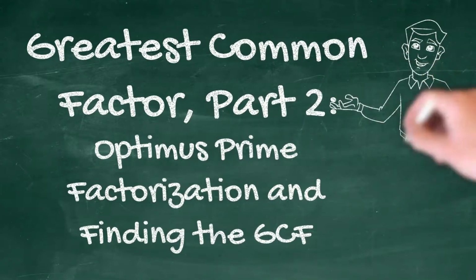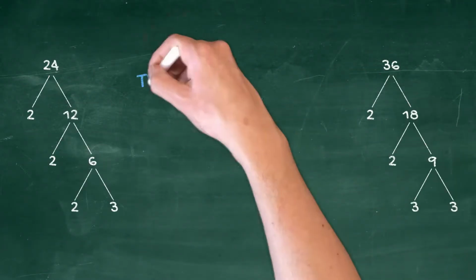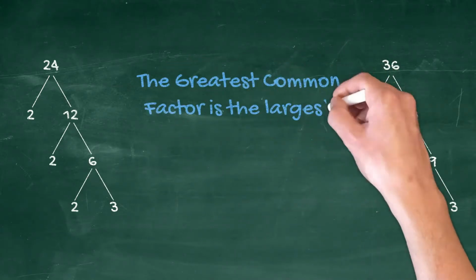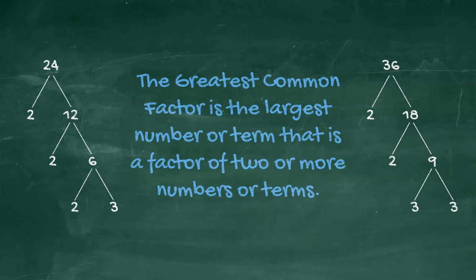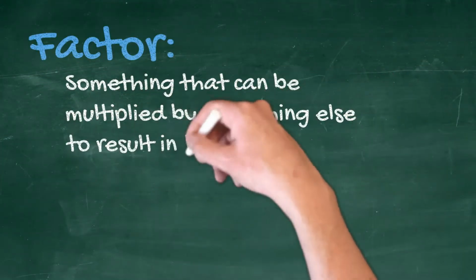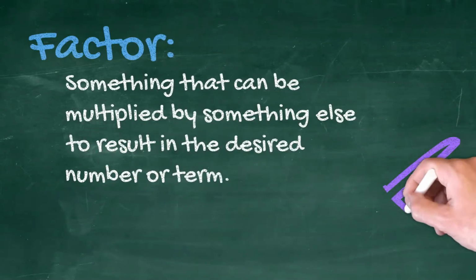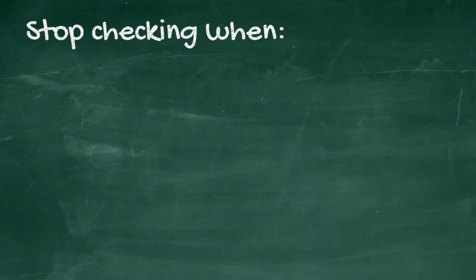Greatest common factor. What is greatest common factor? It is the largest or greatest number or term that is a factor of two or more numbers or terms. A factor of a number or term is something that can be multiplied by something else to result in that number or term. So how do we know when we have found all the factors?